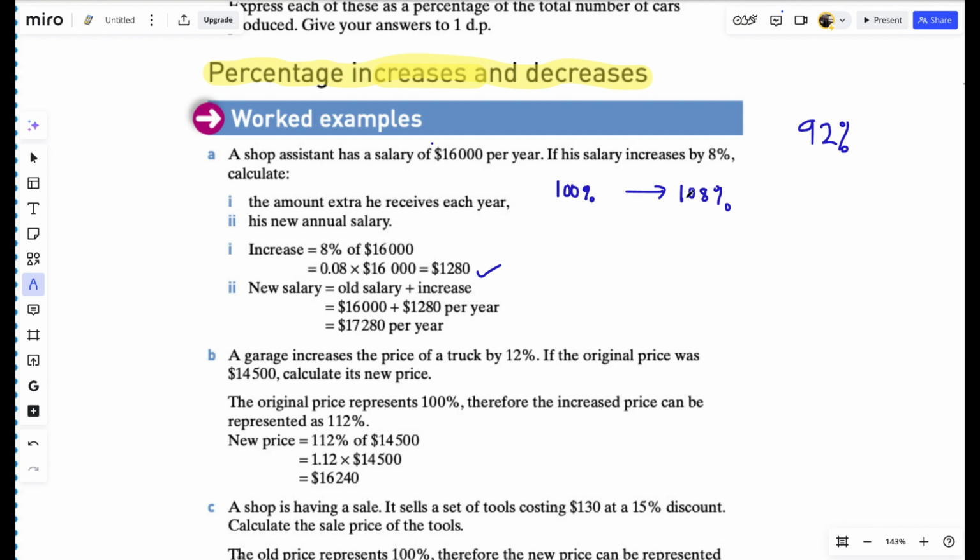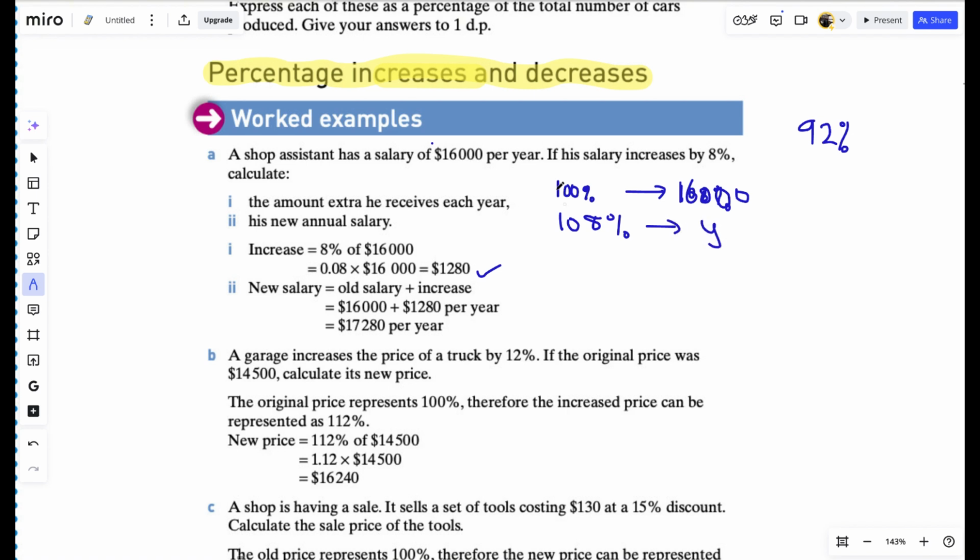But if you want the increase straight away, you now say old salary was what? 100%. You say 100% is 60,000. Another way to do it. 108% will be what? We don't know. We can call it Y or X. Will be Y. So we cross multiply.